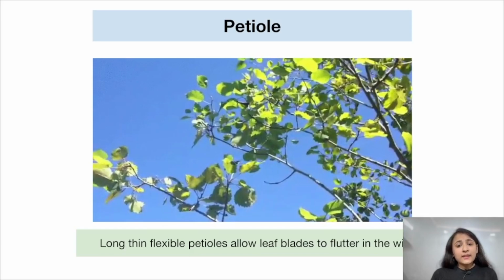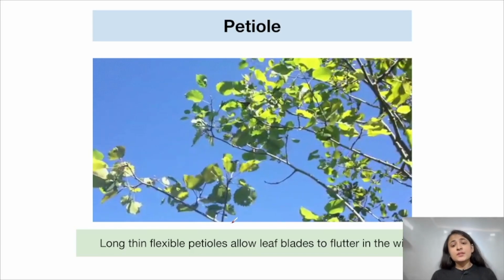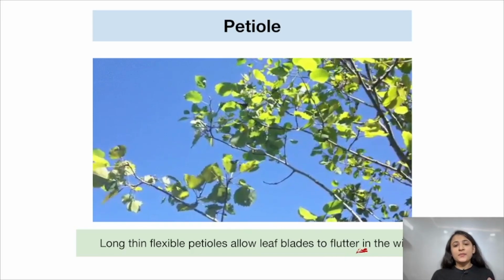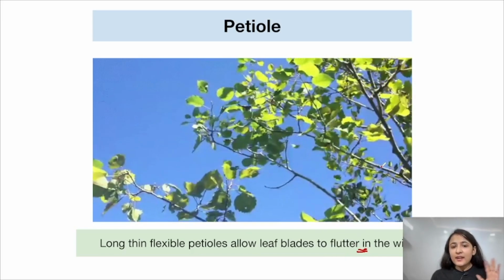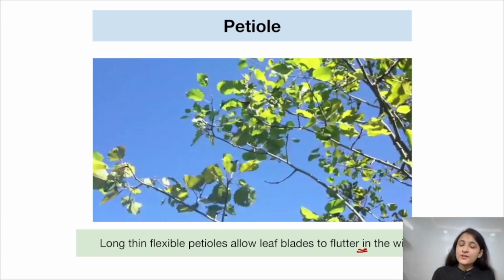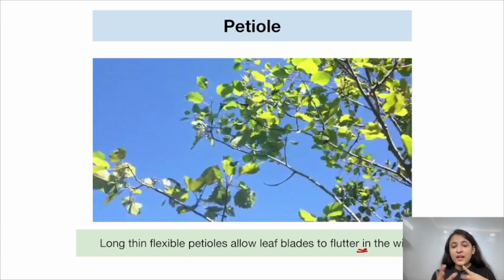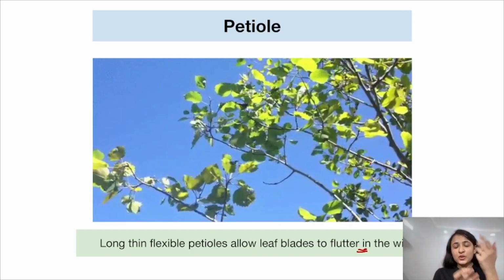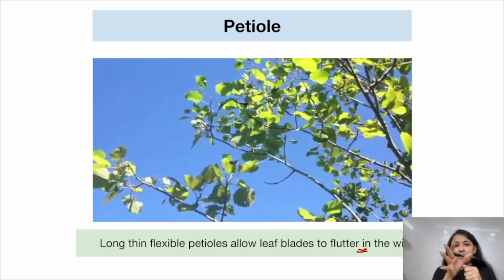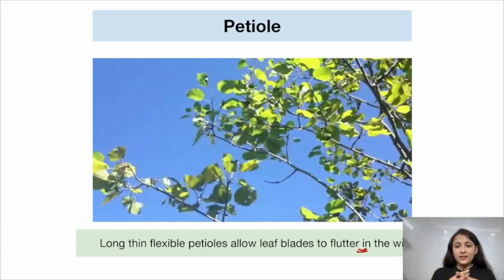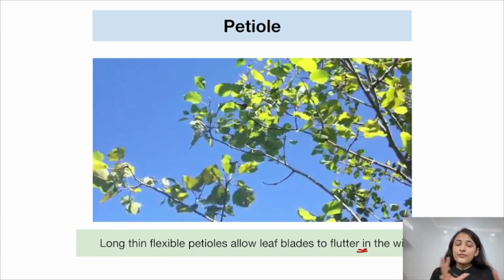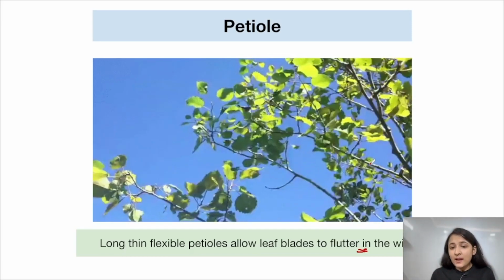See, long, thin, flexible petioles also allow the leaf blades to flutter in the wind. See, here the leaves are fluttering in the wind, right? So why are they able to flutter? Because of the presence of the petiole. It provides them that point of attachment or holding on, so that the leaves can easily sway in the wind. Now, how does this fluttering of leaves help the plant?